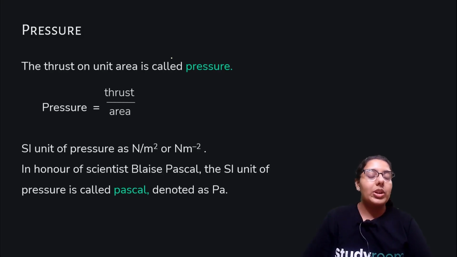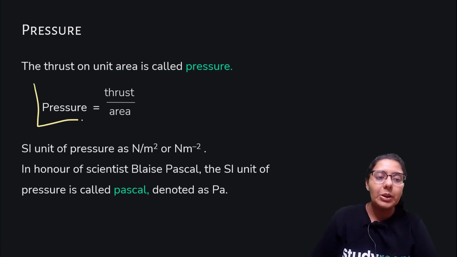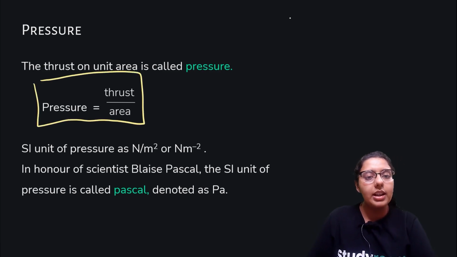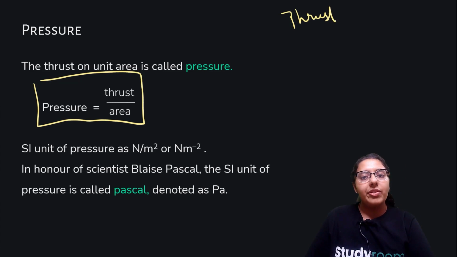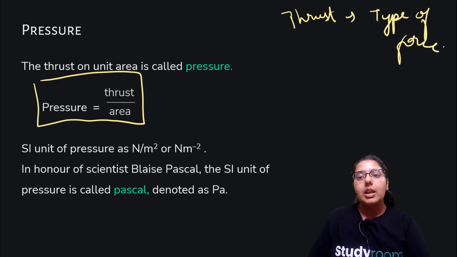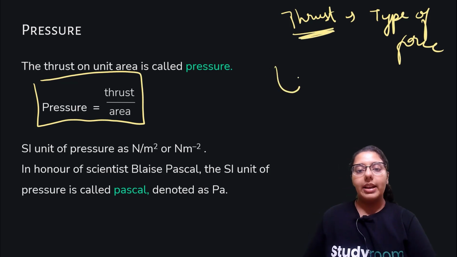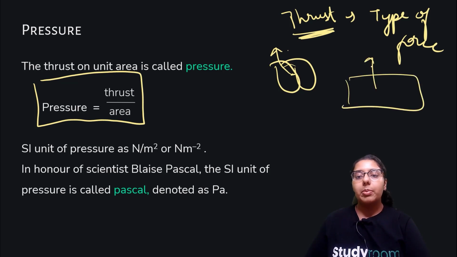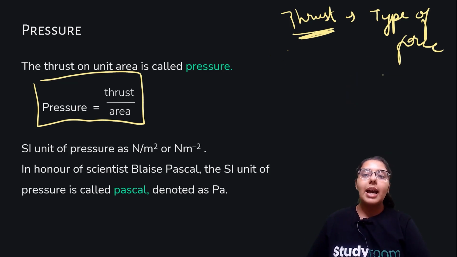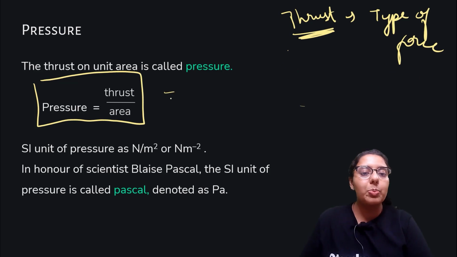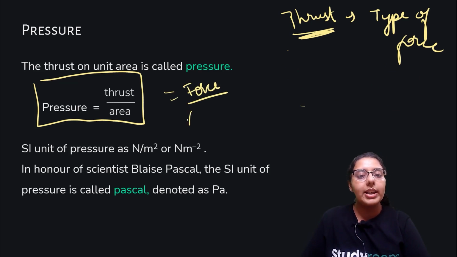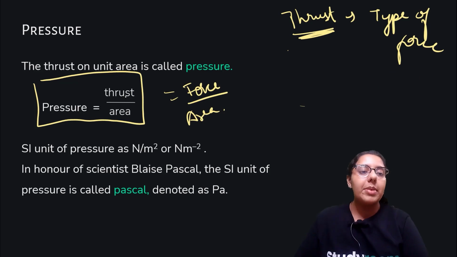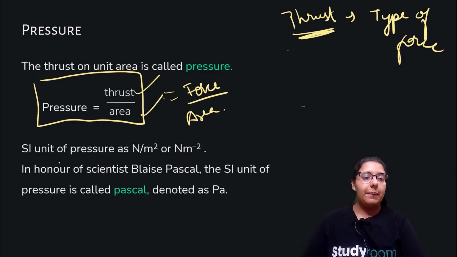So pressure. What is pressure? We already know pressure is equal to thrust upon area. Thrust is a type of force. Basically, thrust is your perpendicular force. Like when on your feet, a perpendicular force was applied, and when on your body, a perpendicular force is applied. Thrust is nothing but a type of force. So pressure is force upon area, you can say this also. And pressure is equal to thrust per unit area.